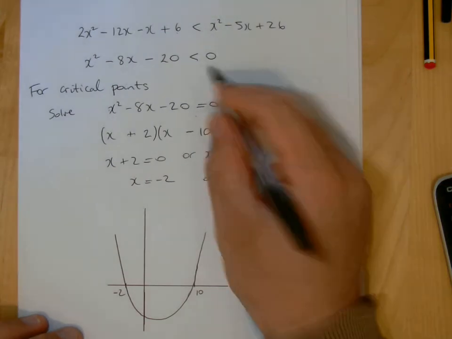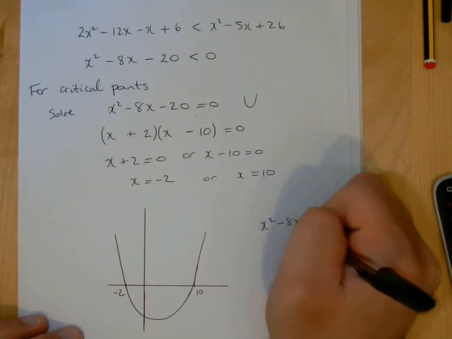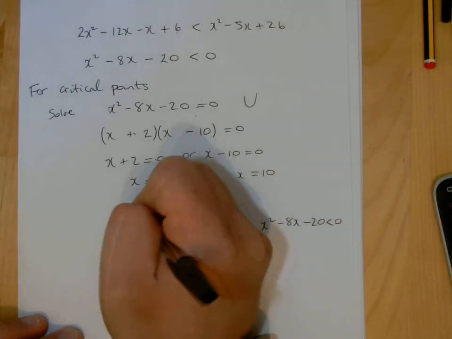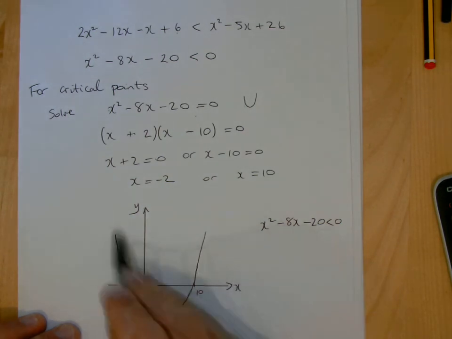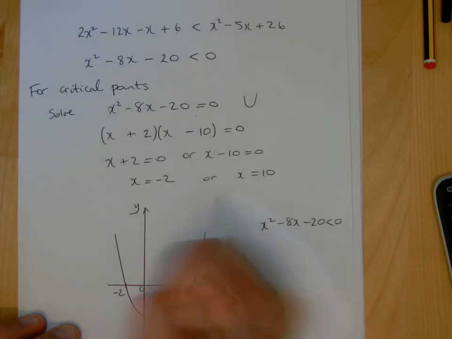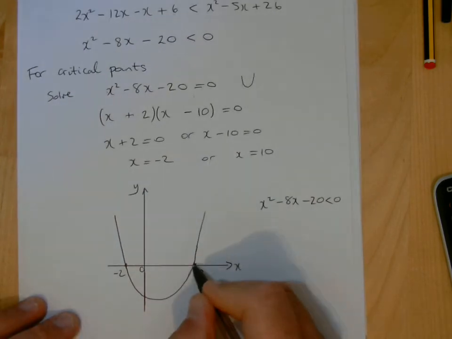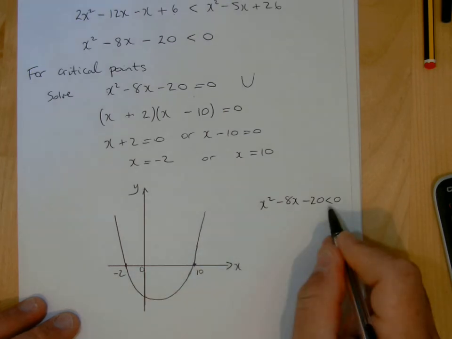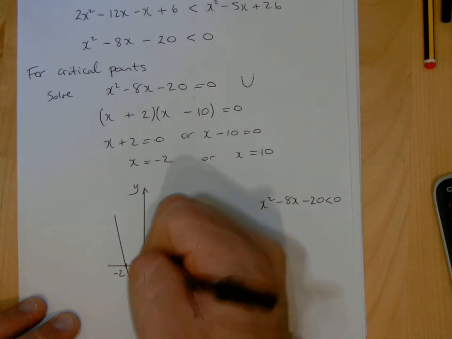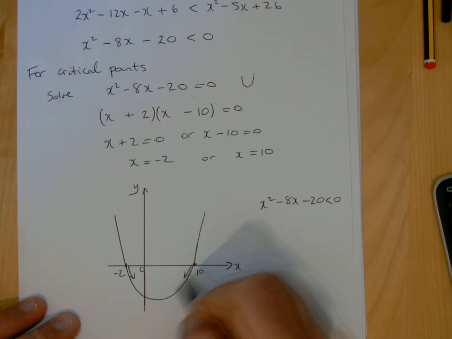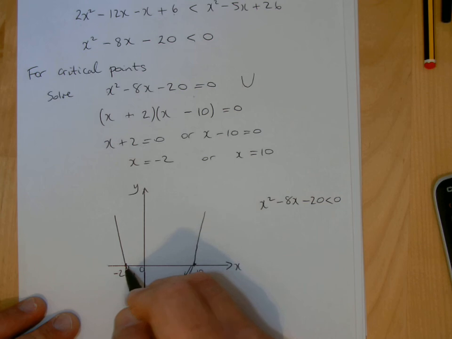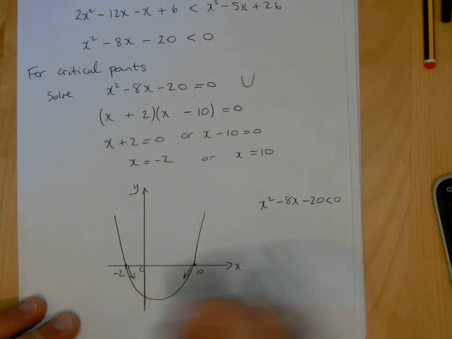Now let's go back to what we actually want to solve. We want to solve where this quadratic is less than 0. If you think about it, where the quadratic is less than 0 is underneath the x-axis, isn't it? These are my critical points, because at these critical points the graph is equal to 0. I'm interested when it's less than 0. Less than 0, of course, will be all of this part of the curve here, and all of this part of the curve here. So all of this bit here is negative, less than 0, between those critical points, minus 2 and 10. So it's between those 2 points.